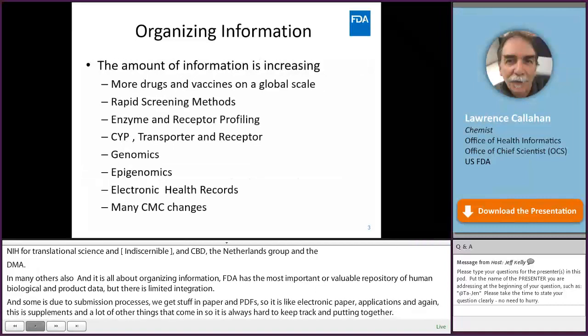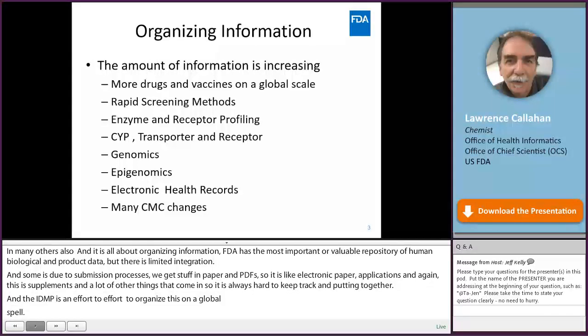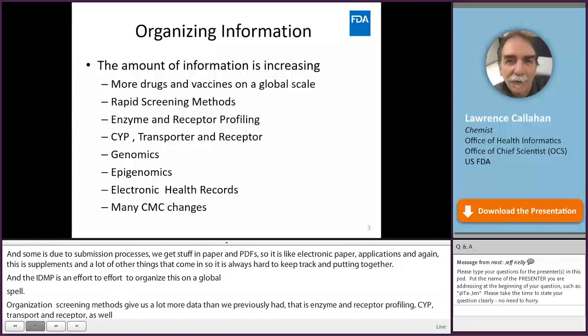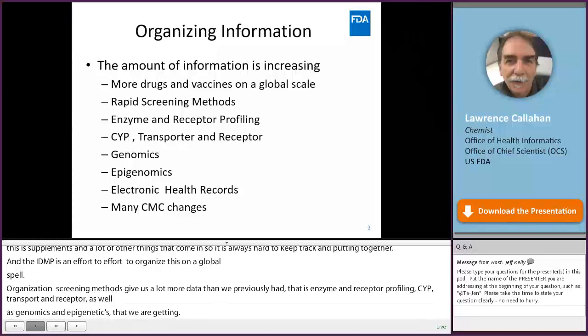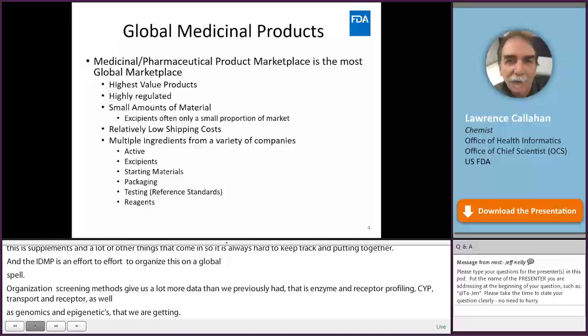I mean, there's a lot more drugs and vaccines on the global marketplace. There's rapid screening methods that give us a lot more data than we previously used to get. There's enzyme and receptor profiling, CYP and transporter and receptors as well, and genomics and epigenomic data that we're getting. And then also electronic health record data we get occasionally. And also there's many CMC changes over the life cycle of a drug, and to track them all back and to get them into databases so we know what's actually in the products is challenging.